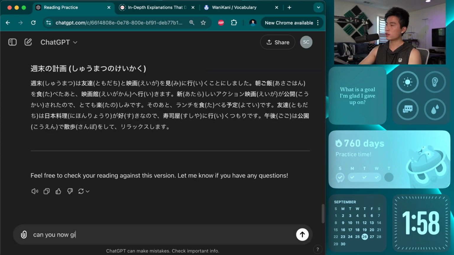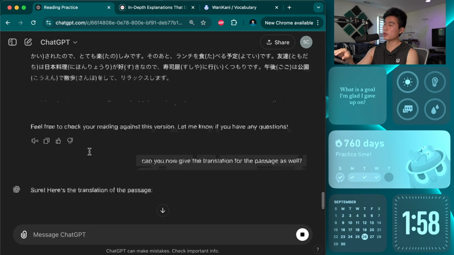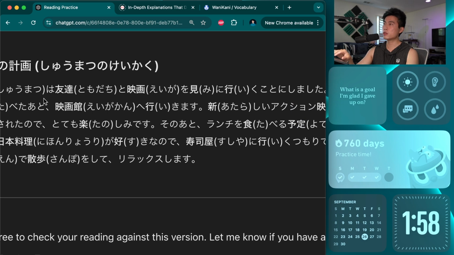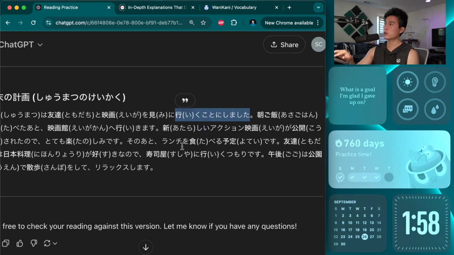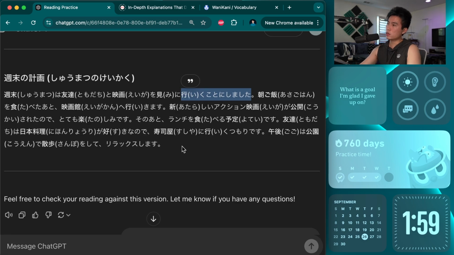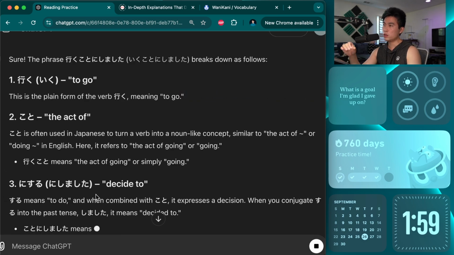Can you now give the translation for the passage as well? So keikaku is plan. Okay, 週末は友達と映画を見に行きます。見に行くことにしました。It's kind of confusing to me. 行くことにしました is like making a decision, I guess. I'm going to ask, can you explain? にしました means to decide to. にする.